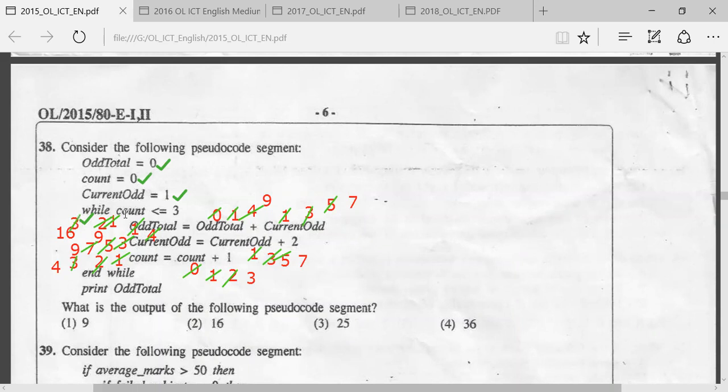While condition count less than or equal to 3. 4 less than or equal to 3, it is false. Go to end while. So the output will be print odd total. For the odd total, the last value was 16. That's why the answer is the second answer option. That's the end of question number 38.